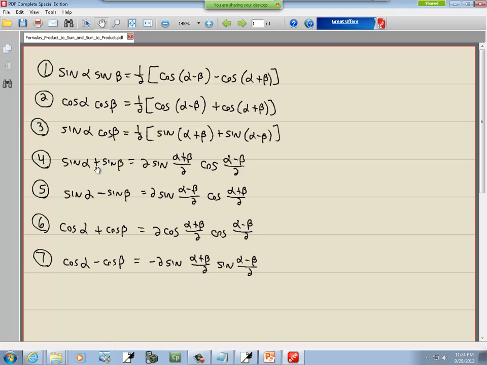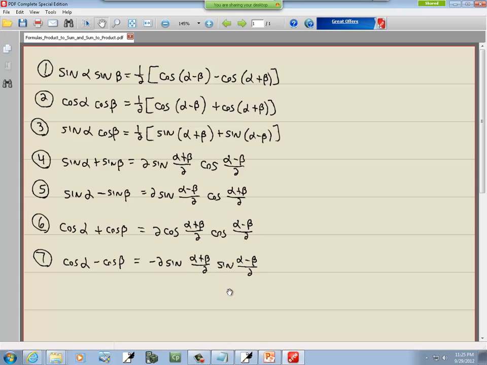And then going the other direction, we're going from addition and subtraction, rewriting as multiplication. So sine alpha plus sine beta is equal to 2 sine alpha plus beta all over 2 times cosine alpha minus beta all over 2. Sine alpha minus sine beta is equal to 2 sine alpha minus beta all over 2 times cosine alpha plus beta over 2. And cosine alpha plus cosine beta is equal to 2 cosine alpha plus beta over 2 times cosine alpha minus beta over 2. And cosine alpha minus cosine beta is equal to negative 2 sine alpha plus beta over 2 times sine alpha minus beta over 2.